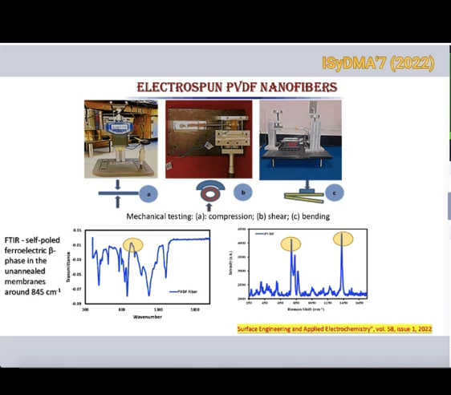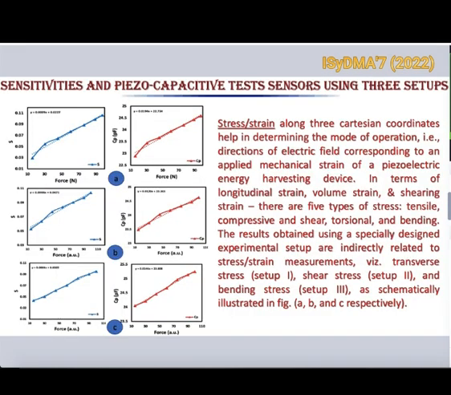So what you see is essentially FTIR and Raman spectra of these polymers, simply indicating the ferroelectric beta phase in unannealed membranes at around 845. So using this setup, we can compress, we can elongate, we could apply, which simply shows that by applying pressure, we get a change in capacitance. And this is the effect we are using to make different types of sensors.